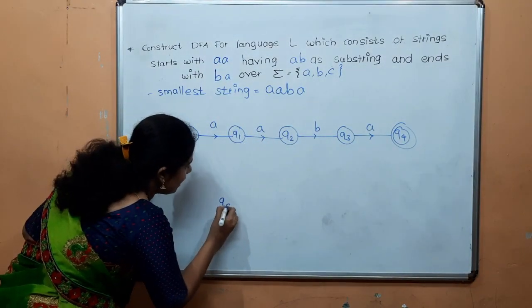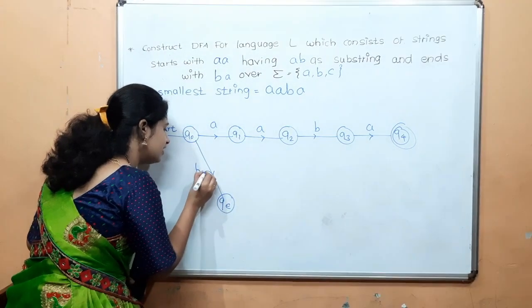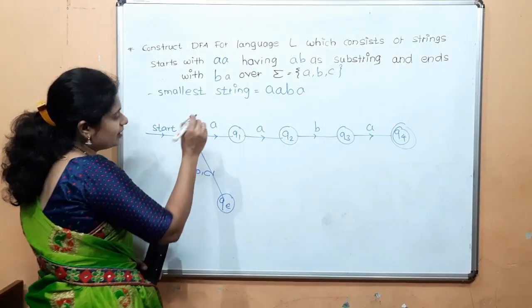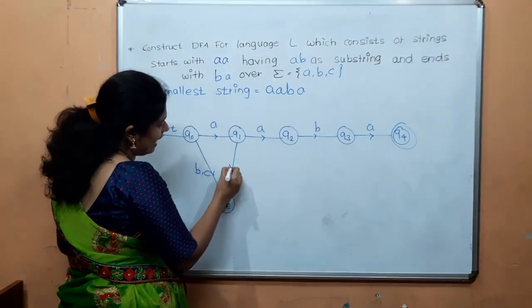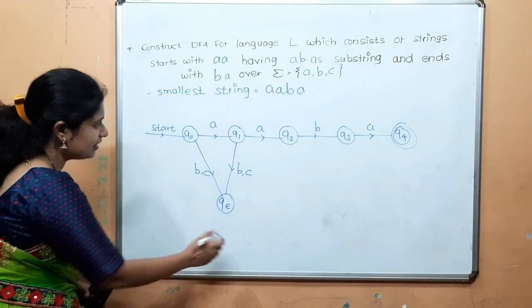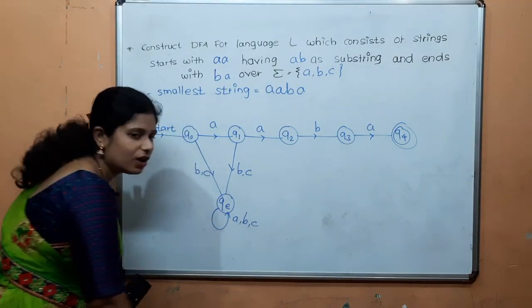So here we can add the dead state. If the string starts with B or C, it is invalid, so it goes to the dead state. After this A, if B and C occur, then it is also invalid, so it goes to the dead state. And here we can use the self loop of A or B or C.